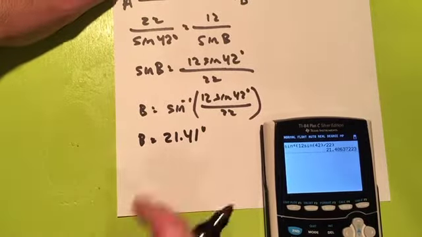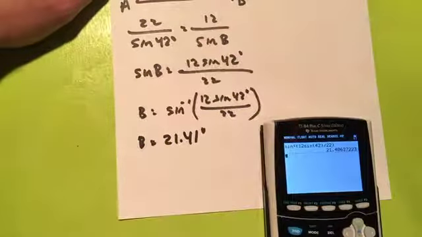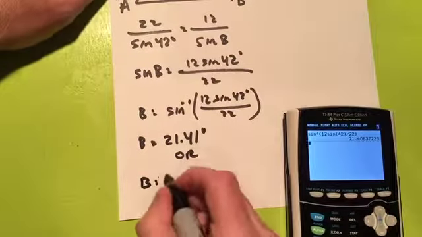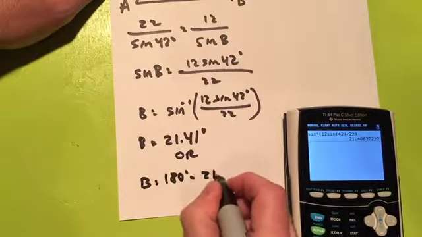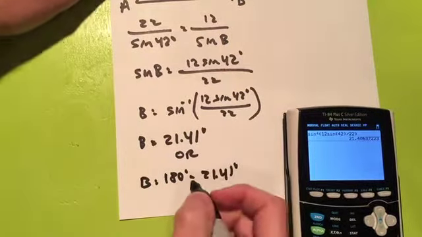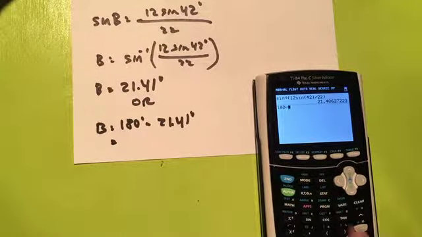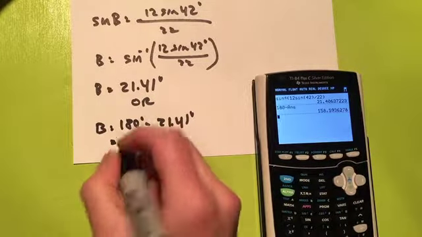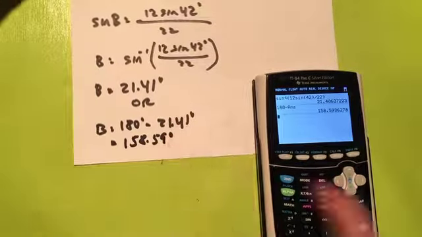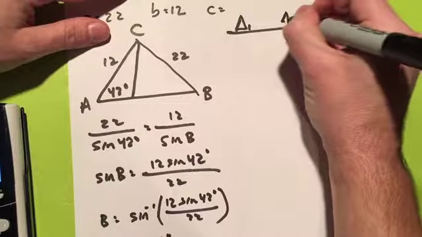gives us 21.41 degrees. Now what we saw from the last is B could be there, or B could be on the inside, or B is going to become 180 minus 21.41 degrees. That's the inverse that's given to us in quadrant 1, or we've got to find the supplement, the angle that it could be in quadrant 2. I've got 158.59 degrees. So we're going to set up our two triangles. We've got triangle 1, triangle 2.